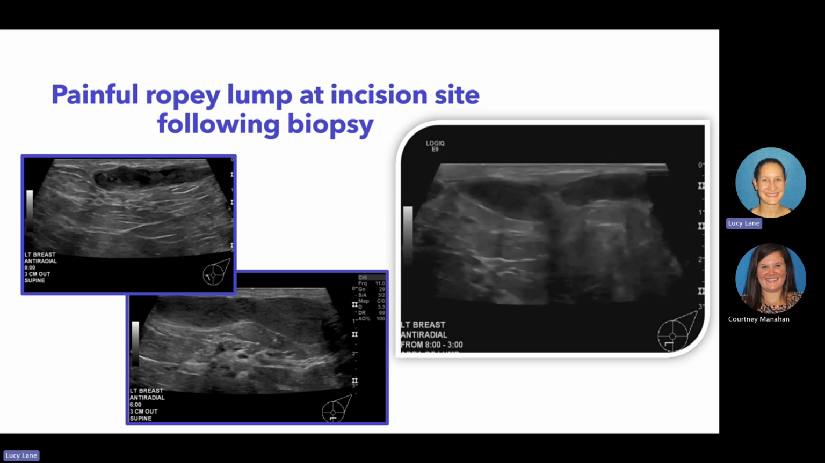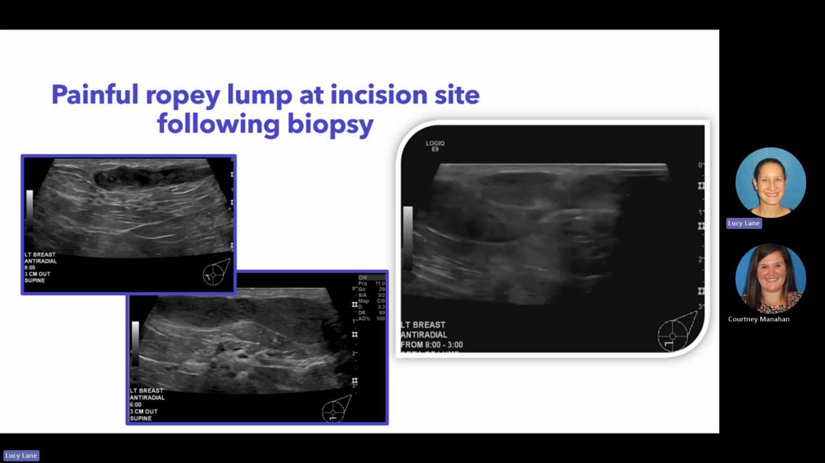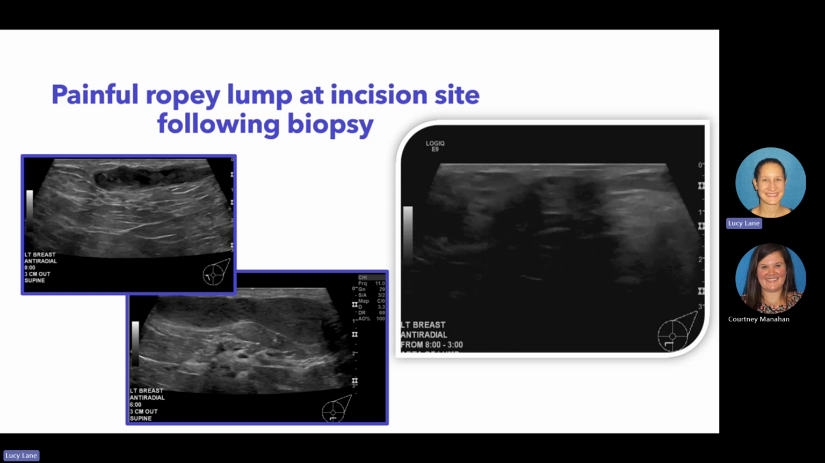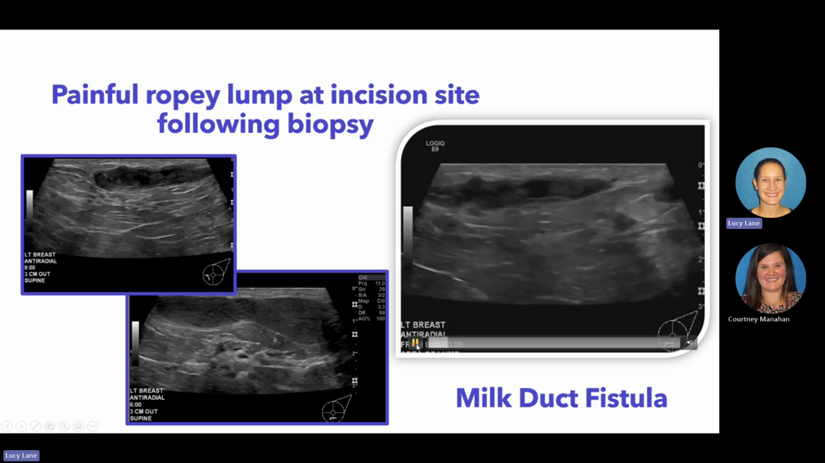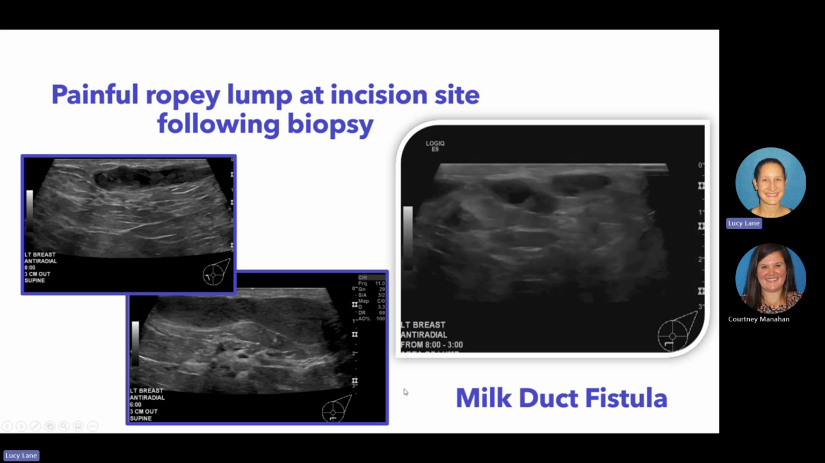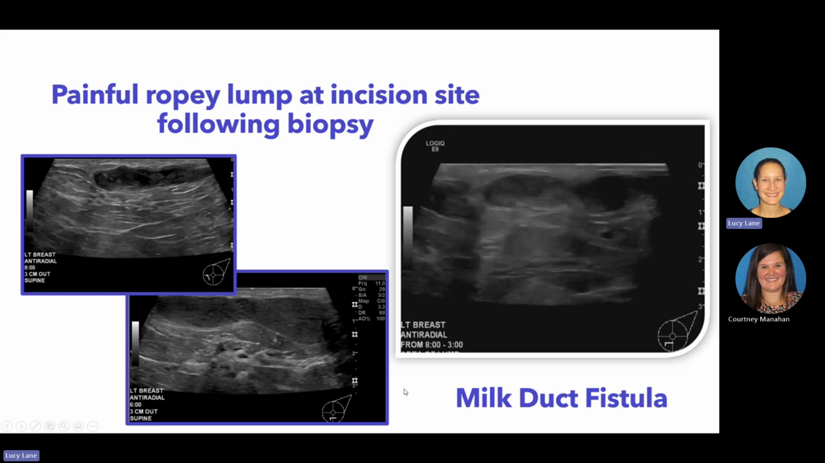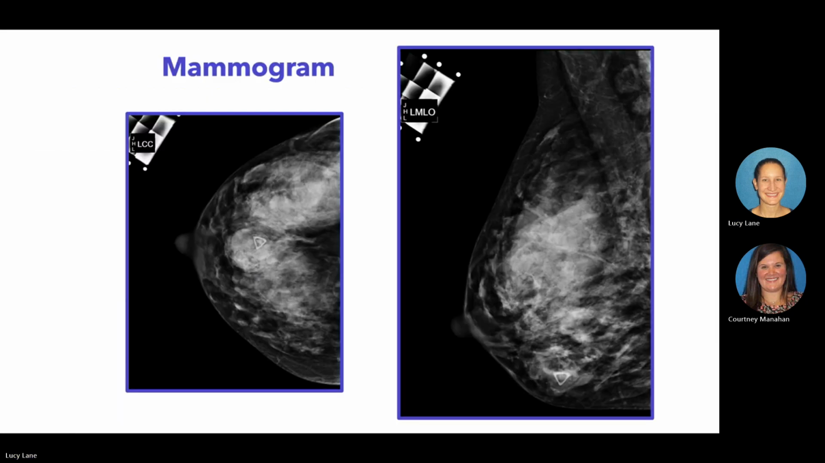Now, at the incision site, this is kind of one of the feared complications of doing a biopsy, and that is a milk duct fistula. So you see this ropey thing here with internal schmutz, as you might say, or echogenic debris, and that corresponds with the milk that is coming through the tract that was used to do the biopsy.